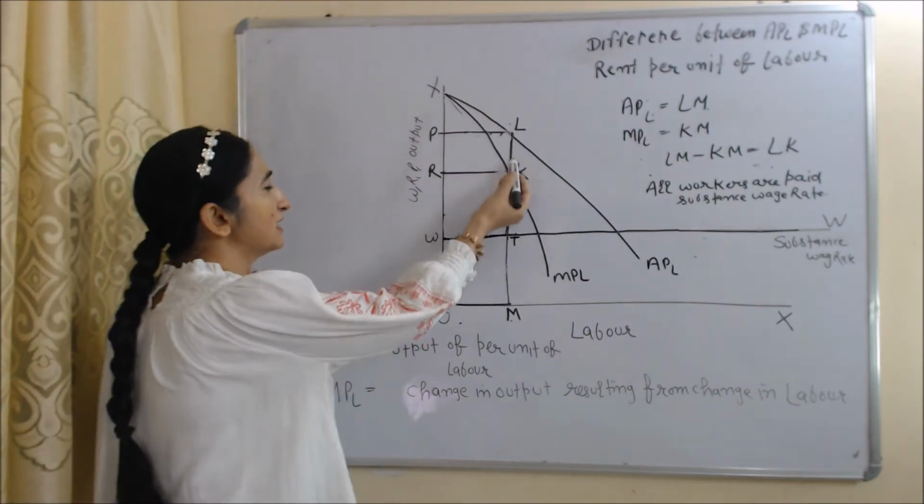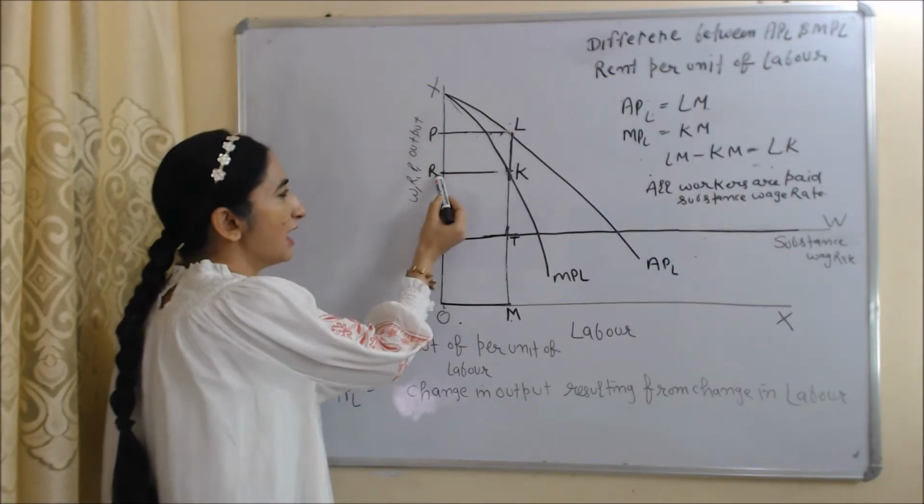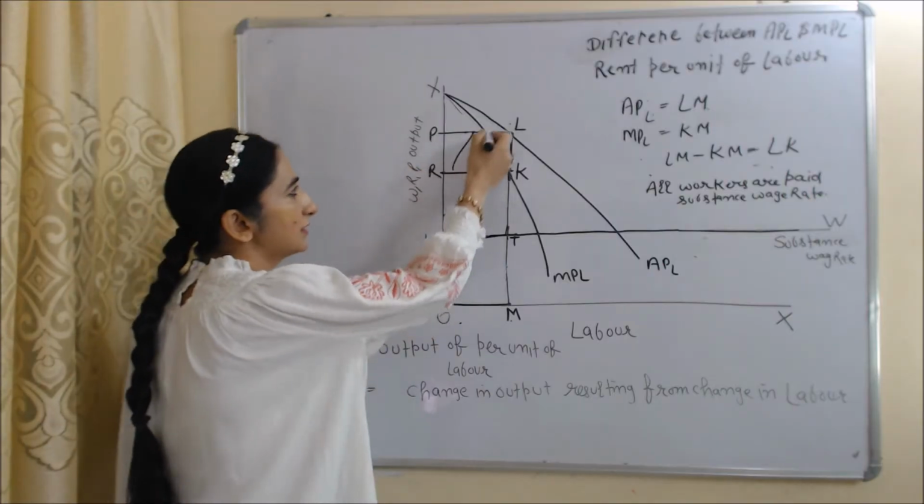As we know, Lk is equal to PR. This rectangle PLRK will be called our total rent.